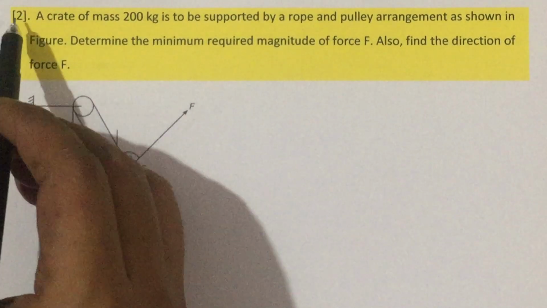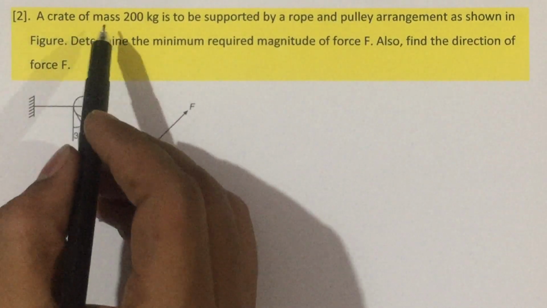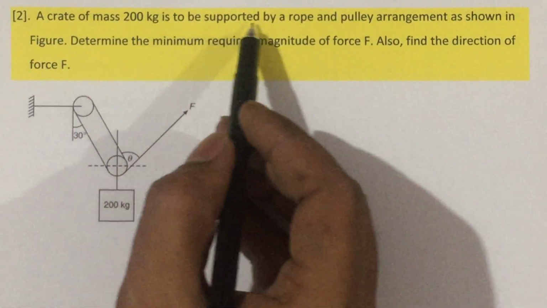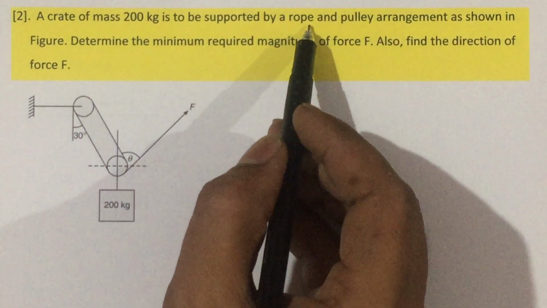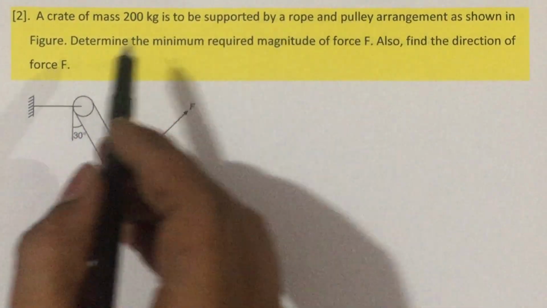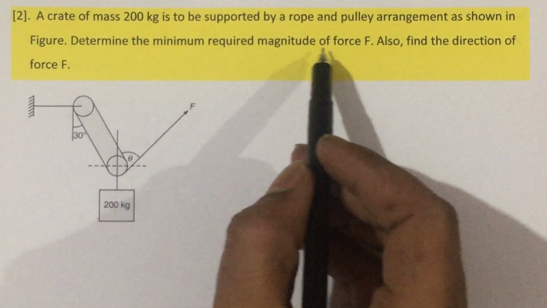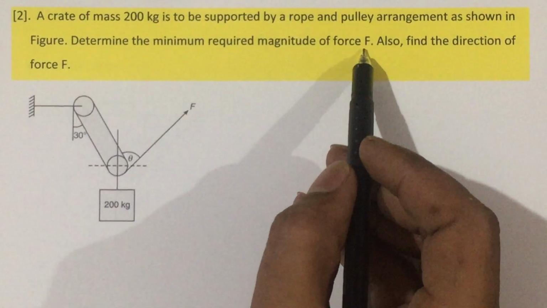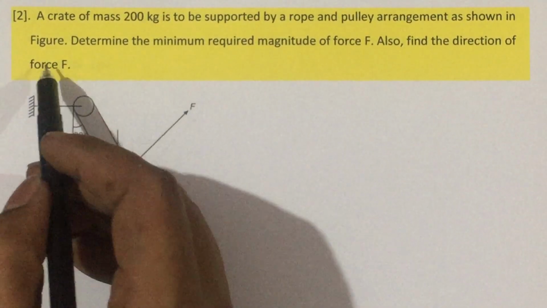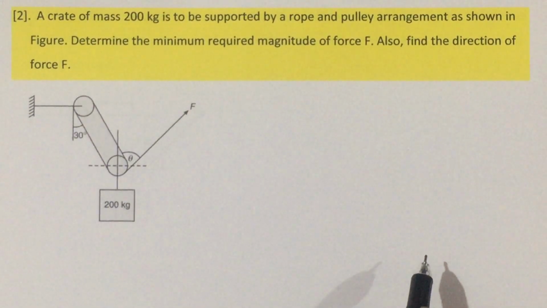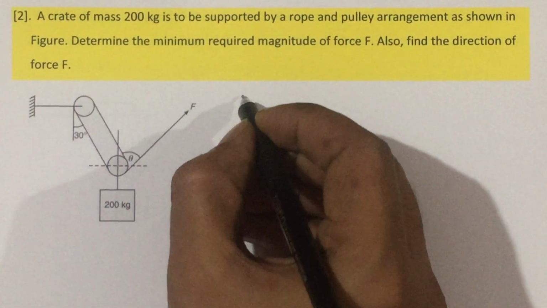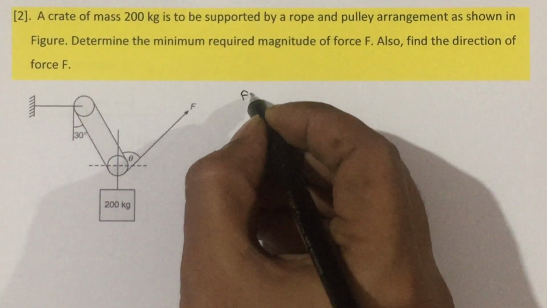Hi, problem number 2. A crate of mass 200 kg is to be supported by a rope and pulley arrangement as shown in the figure. Determine the minimum required magnitude of force F. Also find the direction of the force F. So, we need to determine F and theta.